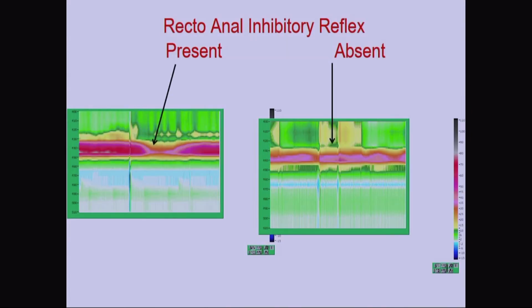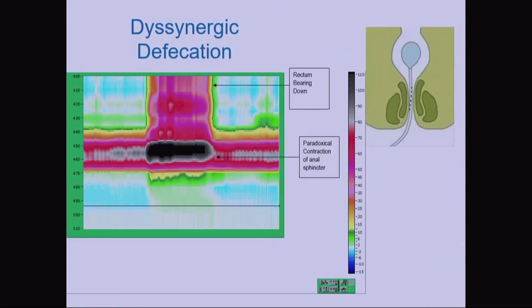In a patient with Hirschsprung's disease, we inflate the balloon in the rectum and look for anal sphincter relaxation, like in this one, where the balloon is inflated. In Hirschsprung's disease, this rectoanal inhibitory reflex is classically absent.